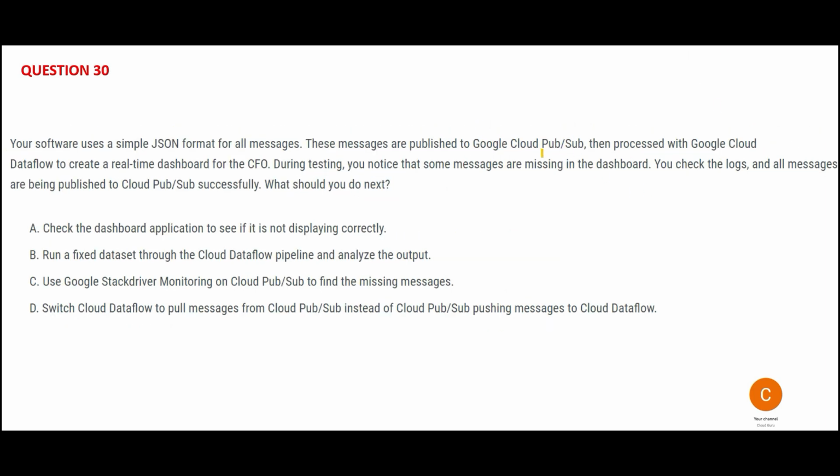See, there is Google Cloud Pub/Sub, and then the data is processed using Cloud Dataflow in real time. So this is all similar to the previous question, but what is happening? Some messages are getting missed out. If you are sending through a courier service like DHL and you send 10 packages, somehow only 9 packages reach the destination. Where is that one package gone? That is what you have to check. So you are checking the logs, and you are checking all the messages that are published to Pub/Sub successfully.